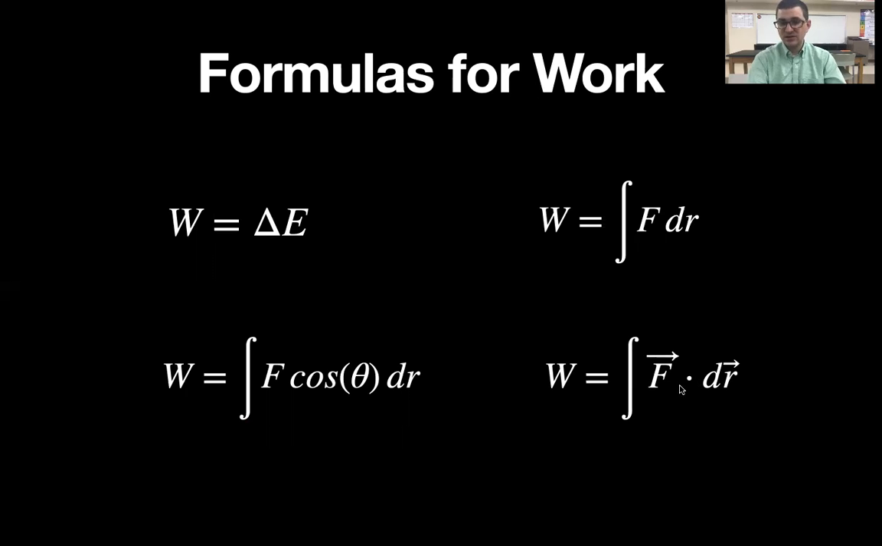So looking at our final formula, if we do the dot product between force and the displacement, and that's what this little dot means, it's a dot product or the scalar product, which I just showed you, then that is going to give us the work if we're given a vector for force and displacement.